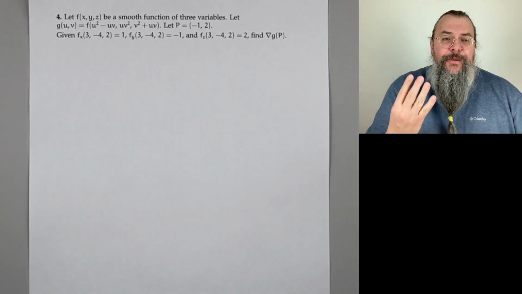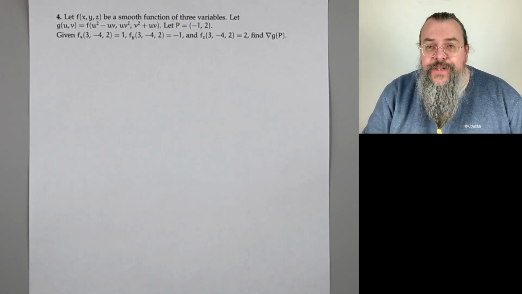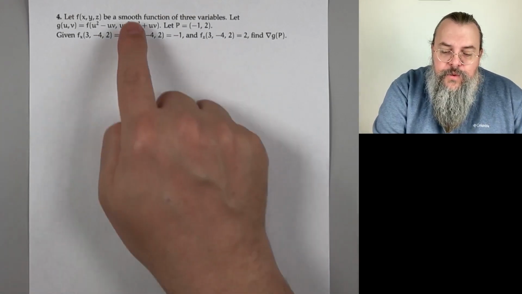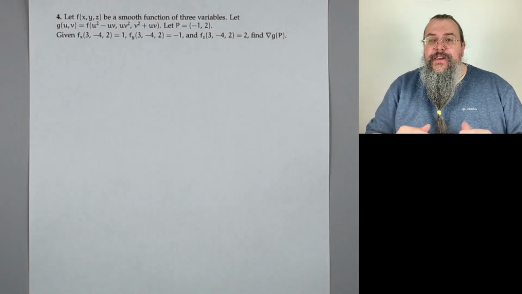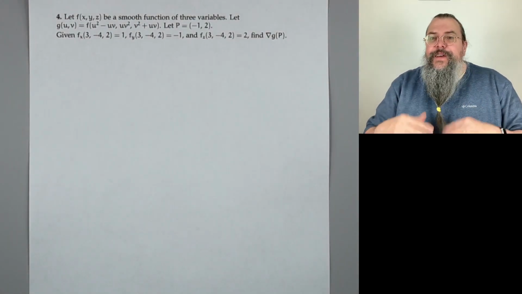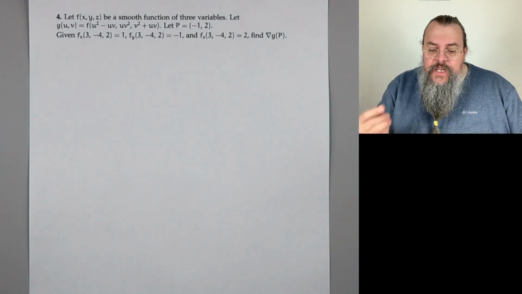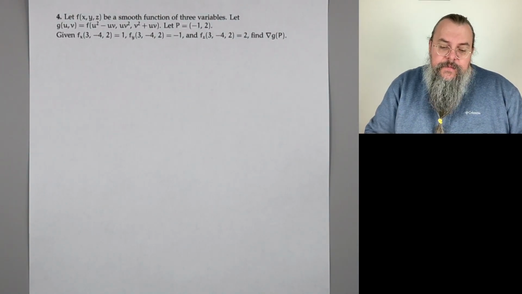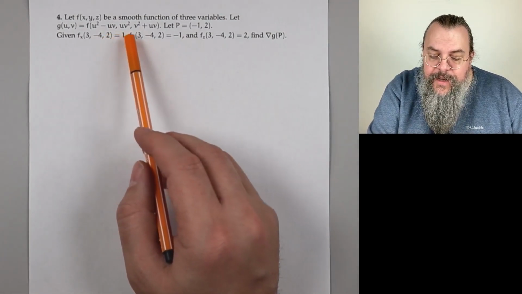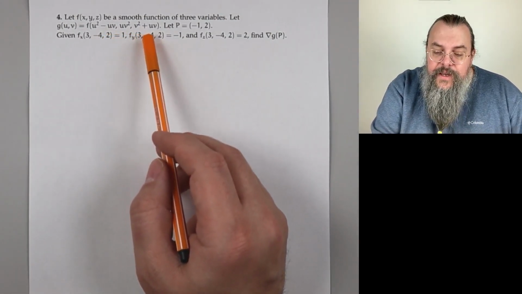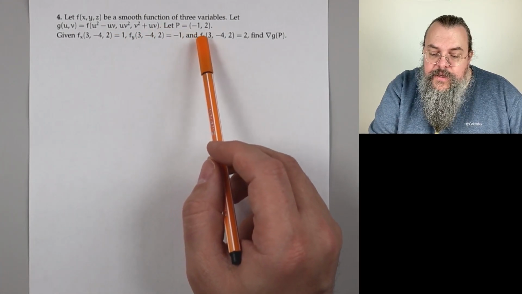This brings up number 4. Let f of x, y, z be a smooth function of 3 variables. Smooth, by the way, is just a fancy way of saying you can take derivatives. So if you're wondering, wait, what does it mean by smooth? I can take a derivative. So, okay, that's what it means. Let g of u, v be f of u squared minus uv, comma, uv squared, comma, v squared plus uv. And let P be the point -1, comma, 2.